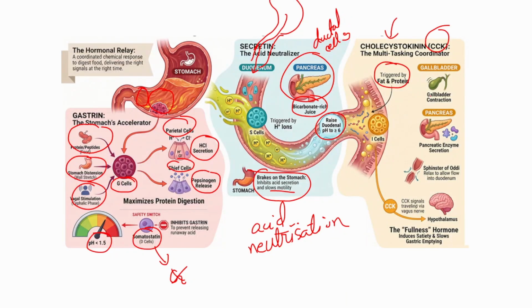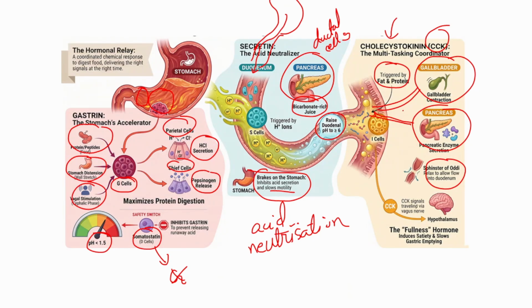It causes contraction of the gallbladder, ejecting concentrated bile into the duodenum. It stimulates the acinar cells of the pancreas to secrete their full enzyme package. It relaxes the sphincter of Oddi, opening the shared duct so both bile and pancreatic juice can flow. It inhibits gastric emptying, slowing the rate at which more chyme arrives from the stomach, giving the enzymes already in the duodenum time to complete their work.